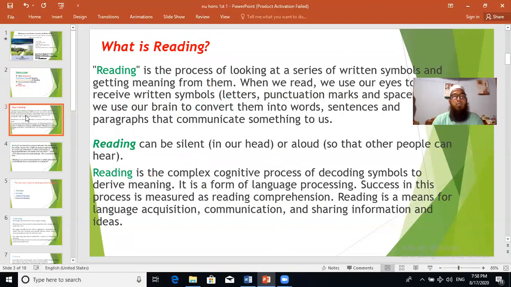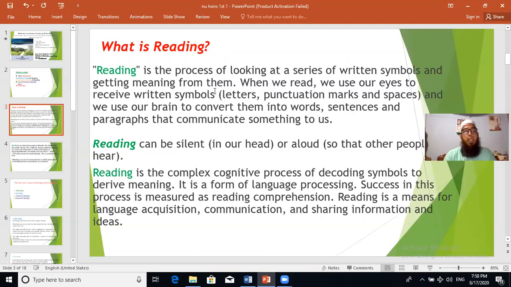Let's see. There are some definitions of reading. Reading is the process of looking at a series of written symbols and getting meaning from them. When we read, we use our eyes to receive written symbols like letters, punctuation marks, and spaces, and we use our brain to convert them into words, sentences, and paragraphs that communicate something to us. So this is one definition of reading.